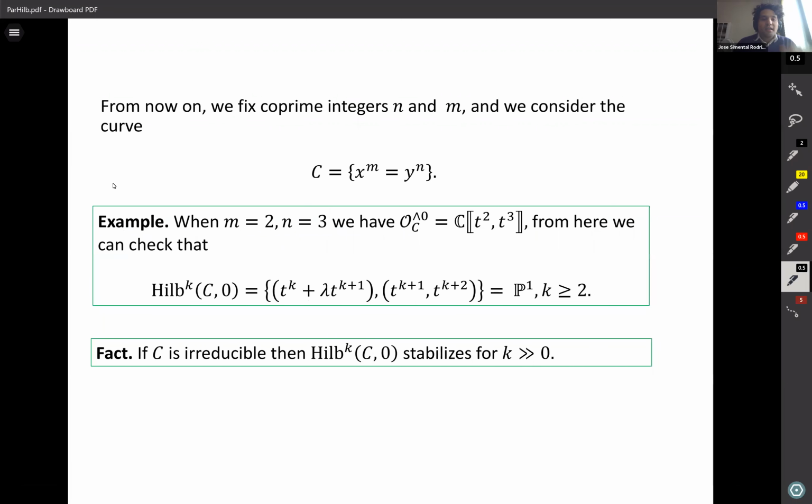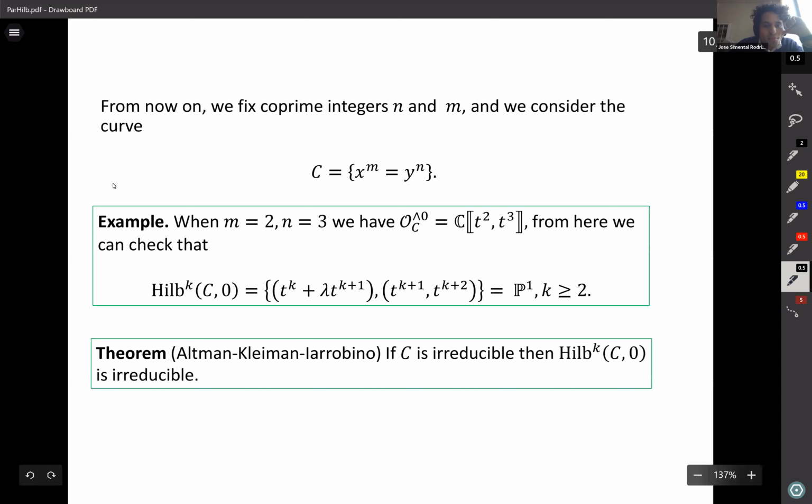So this is much more manageable than what I had before. And moreover, it is a fact that when C is irreducible at 0, then this family of Hilbert schemes stabilizes for large enough k to something called the compactified Jacobian of the curve C. I won't go into that. And a theorem of Altman, Iarrobino, and Kleiman says that if C is irreducible, then these Hilbert schemes are actually irreducible, unlike the previous example that we had.